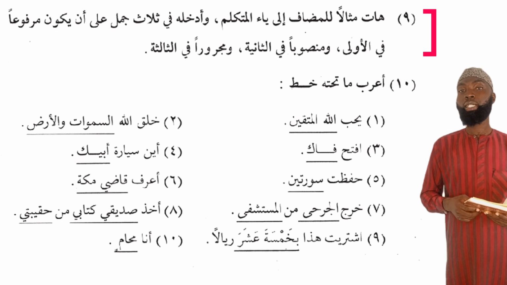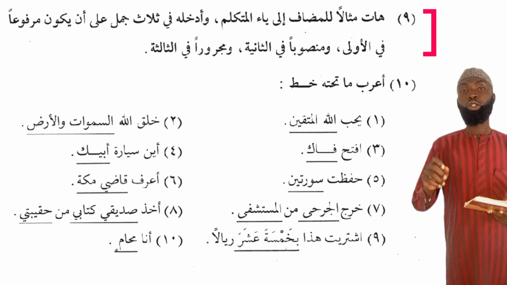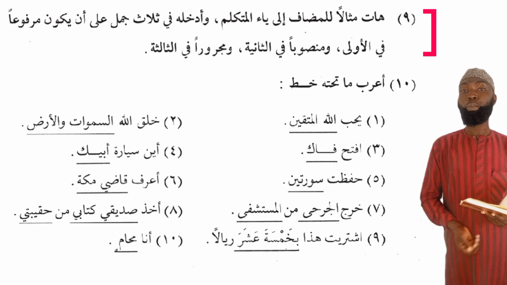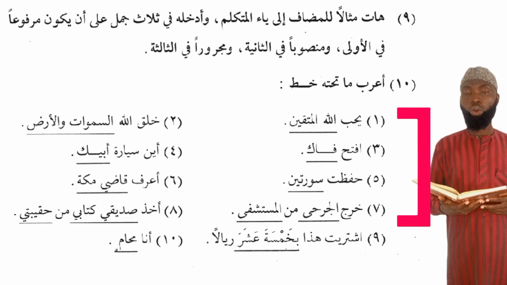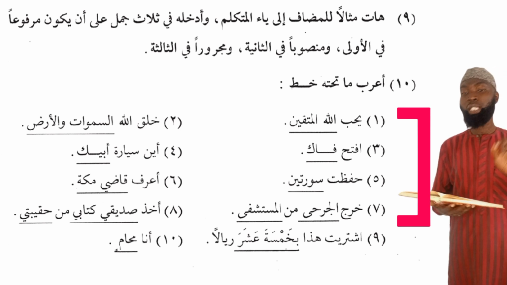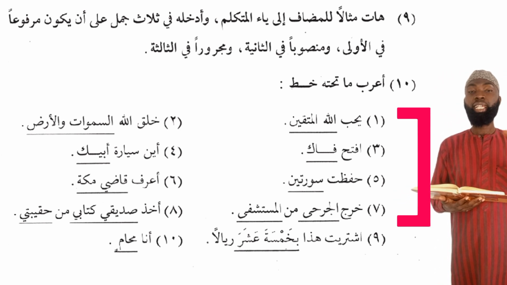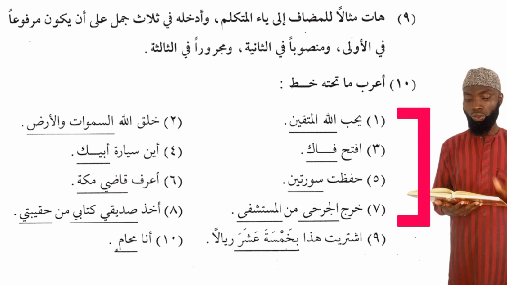First, I will say ja'at ummi, my mother came. The second, I will say ra'aytu ummi, I saw my mother. And lastly, I say sallamtu ala ummi, I greeted my mother. Number 10, we have a'rib ma tahtahu khattun. We are to analyze the following which have a dash under them. Yuhibbullahu al-muttaqin. The word Allah there is fa'ilun marfu' wa alamatu raf'ihi ad-dammatu adh-dhahira.